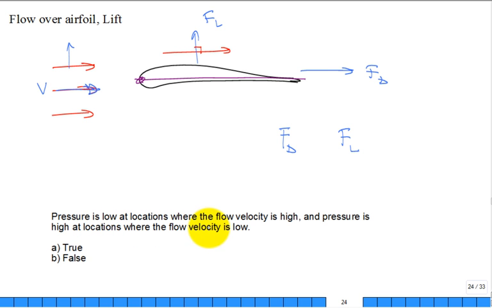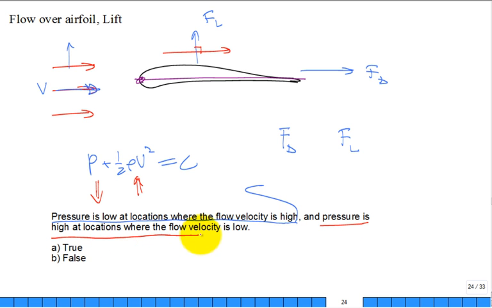Pressure is low at locations where the flow velocity is high. Just by that, does that by itself seem reasonable? Pressure is low where the flow velocity is high. Seems reasonable. Somebody say, please explain it. How would you explain that principle, just that part of the statement? Whose equation? Bernoulli. Bernoulli shows us that again and again and again. That you have the pressure plus 1/2 rho v squared, not changing elevation, it's constant. So as the speed goes up, what does the pressure do? It goes down. Now let's continue to read. Pressure is high at locations where the flow velocity is low. True or false? So both of these statements appear to be true.